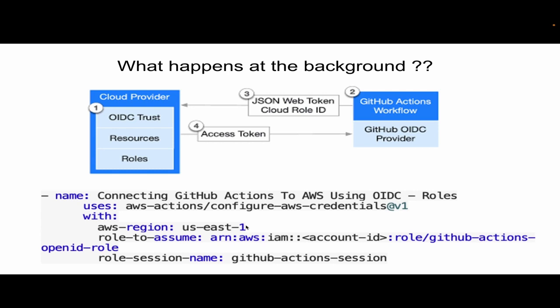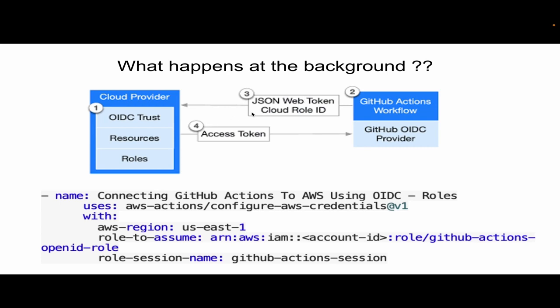Basically, when you run a job with this action, GitHub Actions takes the role which is mentioned in the role-to-assume and requests a token from the AWS cloud. As you can see, it is sending the request to AWS. Then it requests an OIDC token from the GitHub OIDC provider, which responds with an automatically generated JSON web token that is unique for each workflow job.